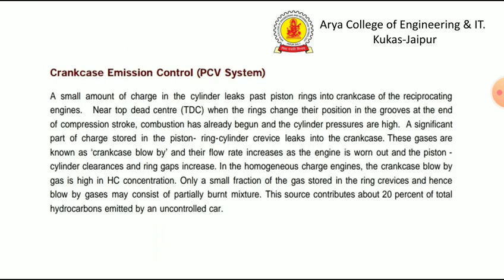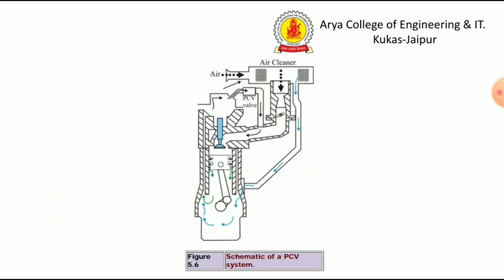So first of all, the crankcase emission control system. This is a schematic of a positive crankcase ventilation system. A small amount of charge in the cylinder leaks past the piston rings into the crankcase of a reciprocating engine near top dead center. When the rings change their positions in the grooves at the end of the compression stroke, combustion has already begun and the cylinder pressures are high. A significant part of the charge stored in the piston ring crevices leaks into the crankcase.